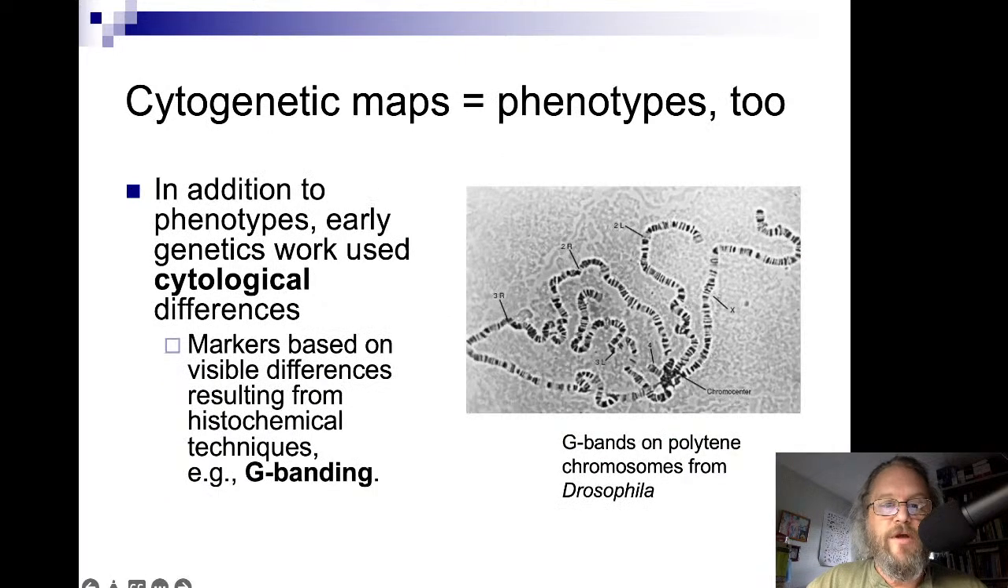The next level, again, we've already introduced you to cytogenetic maps. In many respects, you should think of these as phenotypes too, because the cytogenetic maps are based on using dyes to reveal the histone proteins that are associated tightly with the chromosomes.